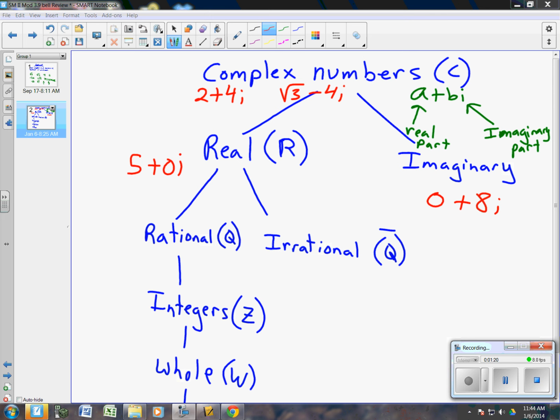Okay, so real numbers are any number you can put on a number line. I would write that down. A real number is any number you can put on a number line. We wrote that down last time, didn't we? Okay, so don't worry about it.